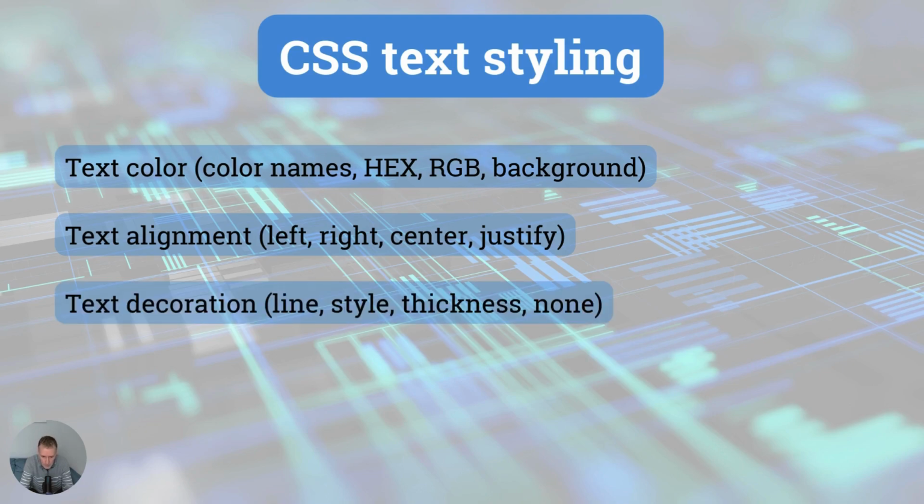Text decoration. Text decoration has a few different attributes. You can change the line, the style, the thickness, or none. You might use text decoration none for lists if you want to create a list of items and you don't want the little 1, 2, or 3 or bullet point on the side. You can go text decoration none.